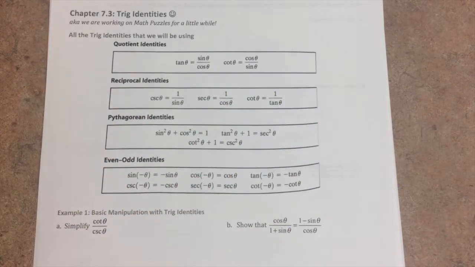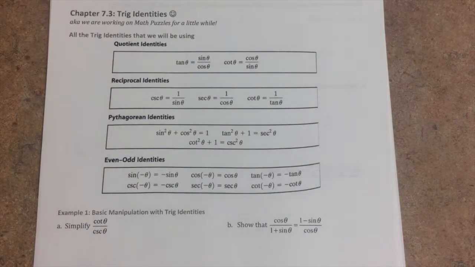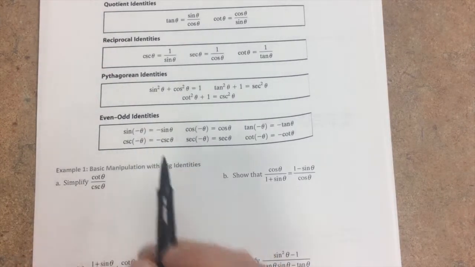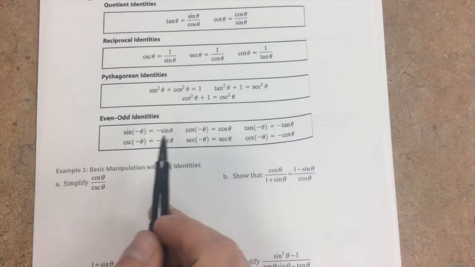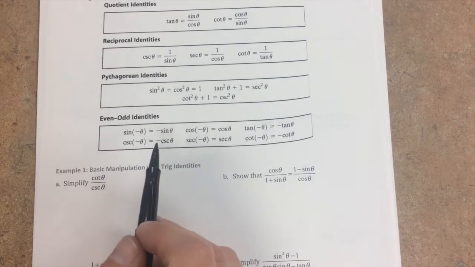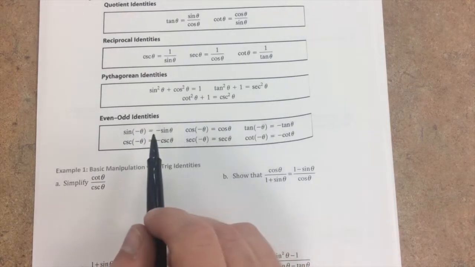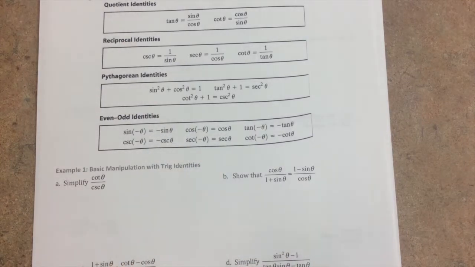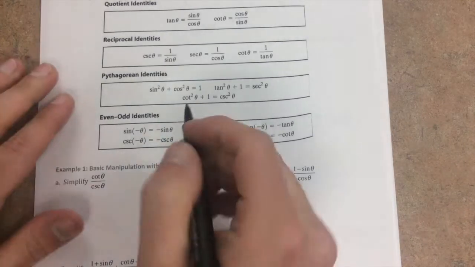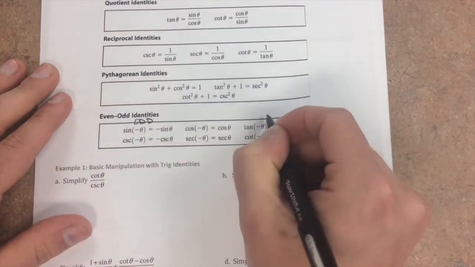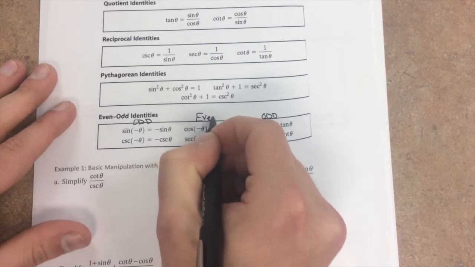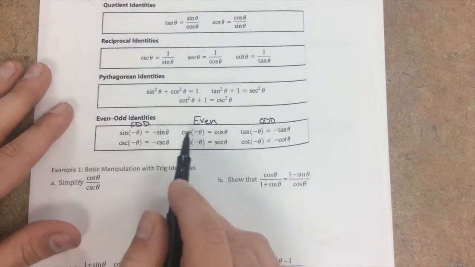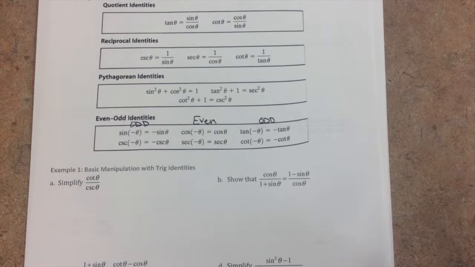Okay. From there on, we have these even and odd ones. So if you have a negative angle for sine, that means you just have the negative sine. Same thing with cosecant. A negative angle makes a negative cosecant because sine is odd. So with cosine, remember these are our odd functions, and cosine and secant are our even functions. So if you plug a negative angle in here, you just get the same thing as the angle.